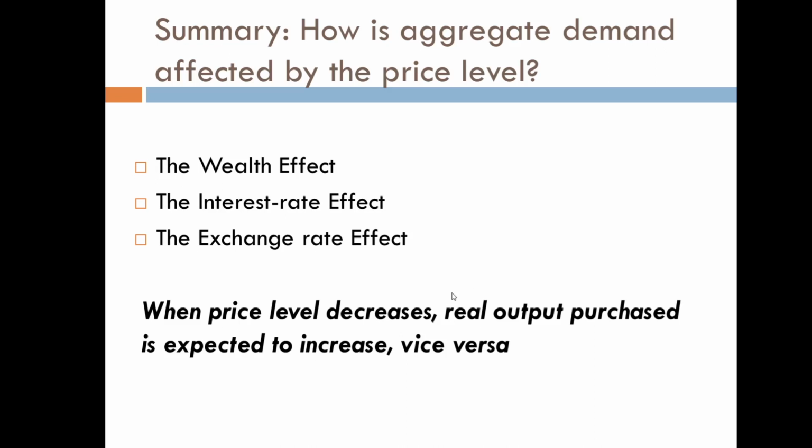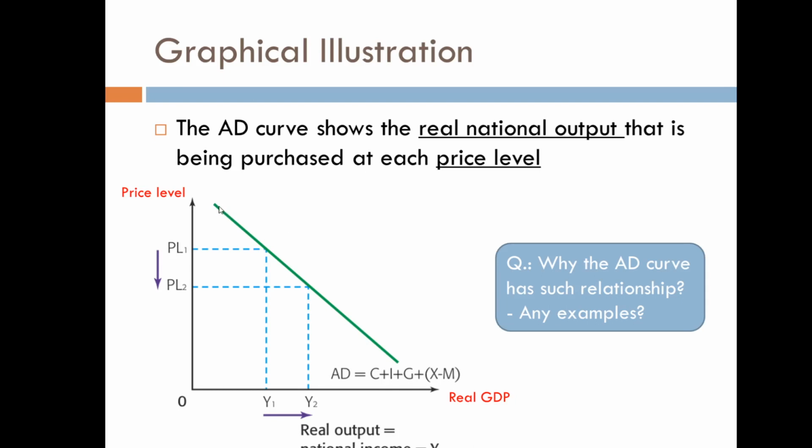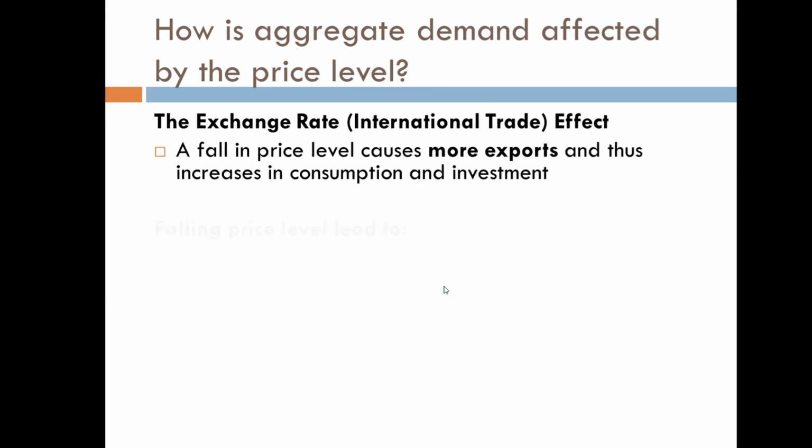So these three effects explain why the curve is downward sloping. Make sure you got that right. They explain why the curve is downward sloping. That's all. Now we have finished this explanation, then we will go to the next part.